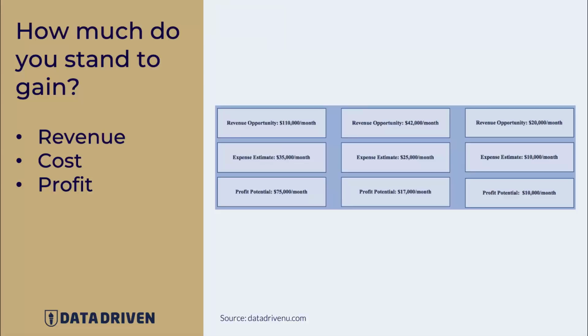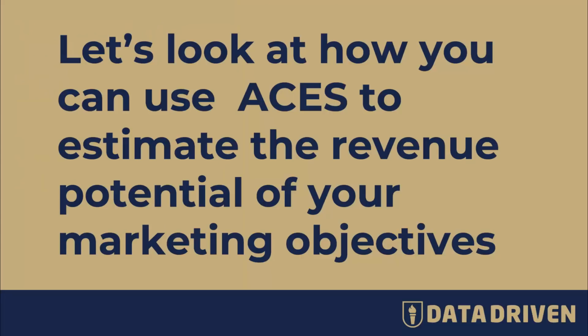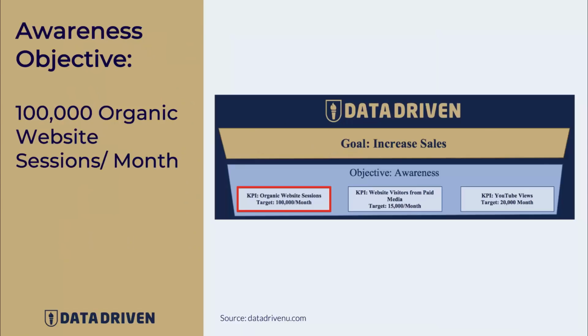Okay, now I know we've gone through a lot. We've gone through an entire marketing strategy, and we've even put numbers behind it. You might even be a little bit overwhelmed by now, but you have a picture of how you can establish marketing objectives and how you can do it in a data-driven way. And so to bring things closer to home, let's look at how you can use ACES to estimate the revenue potential of your marketing objectives.